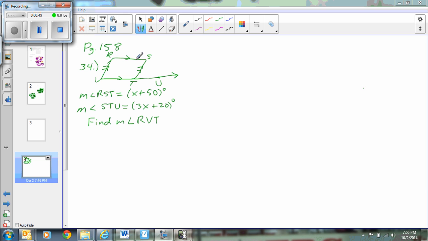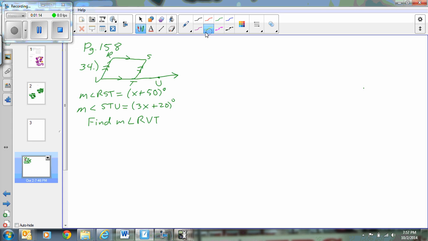Look at segment RS and this ray down here. Do you see how segment ST touches both of those? Well, if segment ST touches this segment and this ray, that makes ST a transversal. So we have a pair of parallel lines being intersected by a transversal. Therefore, alternate interior angles, that would be this angle and this angle, are congruent.